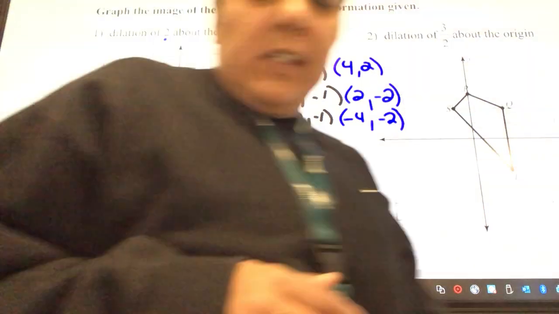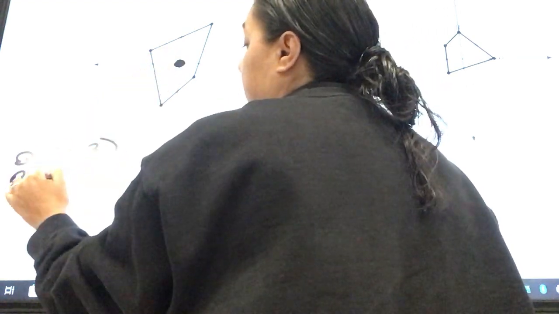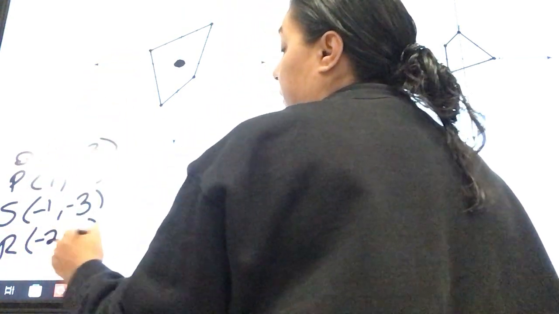Number 2 says a dilation of 3 over 2. Again, we're going to go through and find all of our coordinates. Q is going to be to the right 2, and then up 3, so 2, 3. P is right 1, down 1, so negative 1. S is left 1, so negative 1, down 3, so negative 3. And R is left 2, so negative 2, up 1.